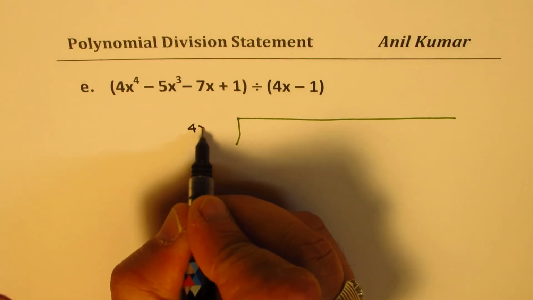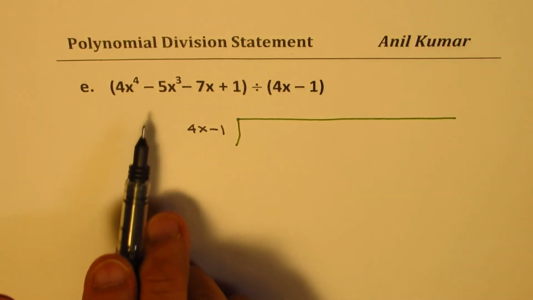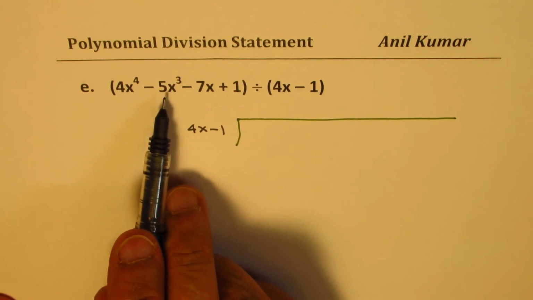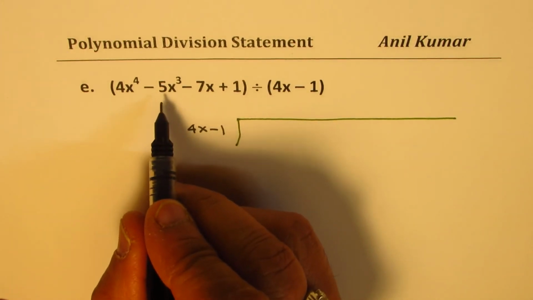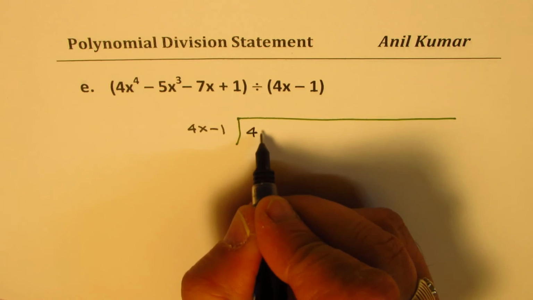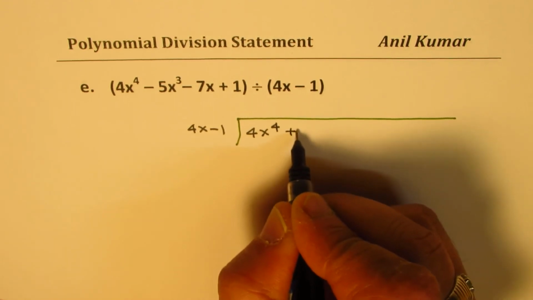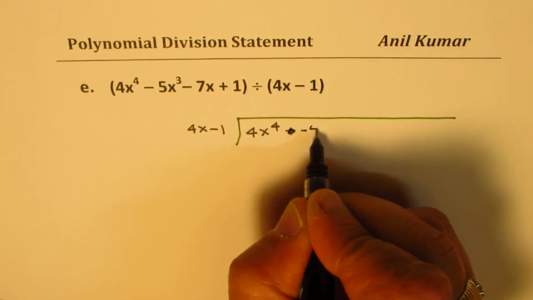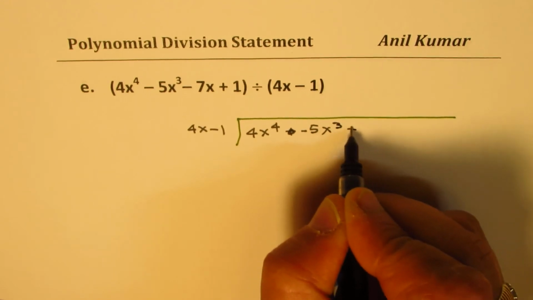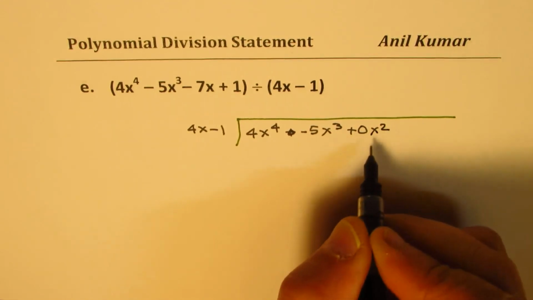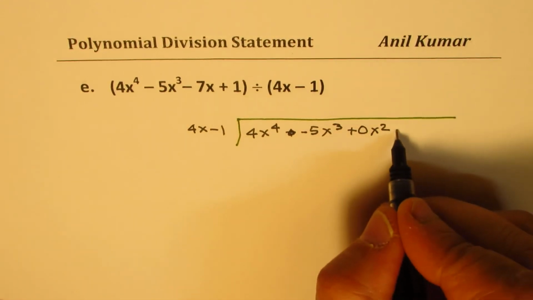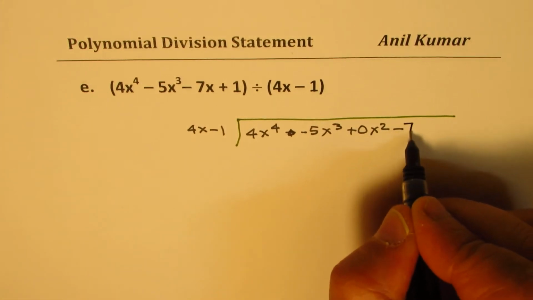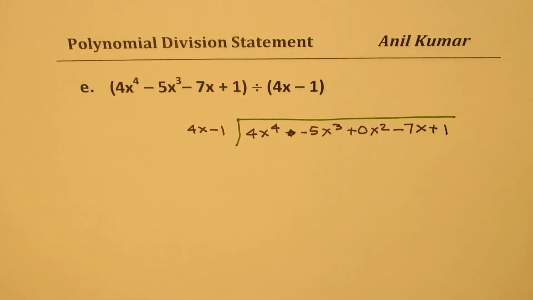Divisor 4x minus 1 is clear. Do you notice something here? X squared term is missing. So we'll again use a placeholder. So we have 4x to the power of 4 minus 5x cubed plus 0x squared. That is the placeholder. X squared term is missing. It helps to align. Minus 7x plus 1.